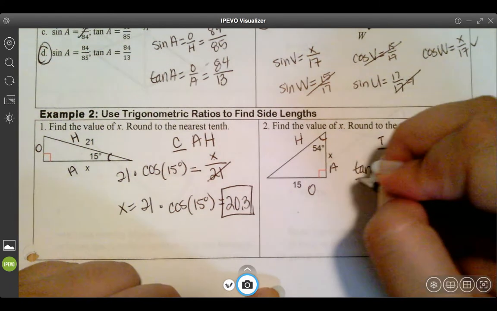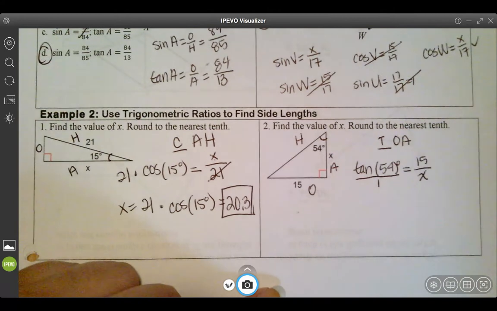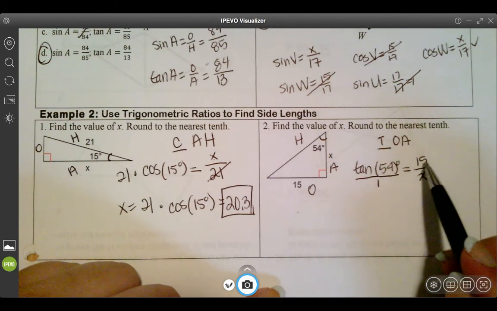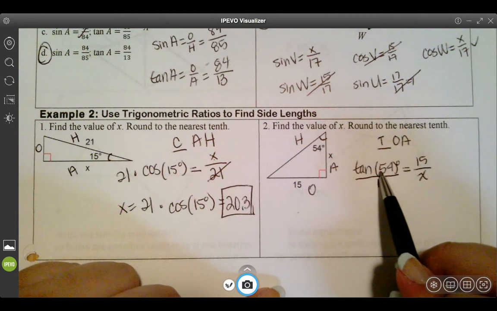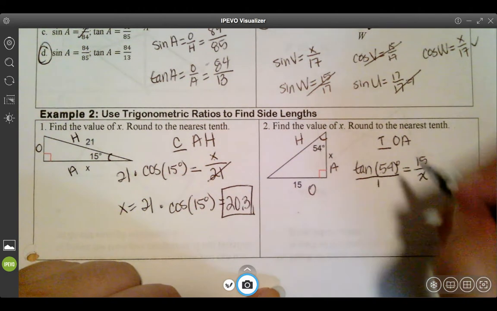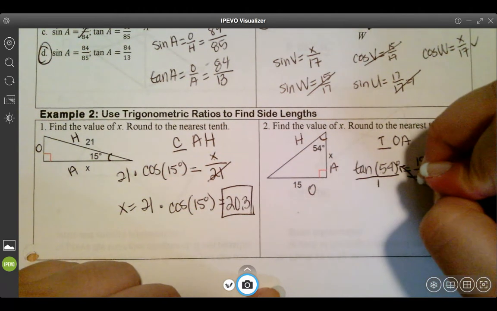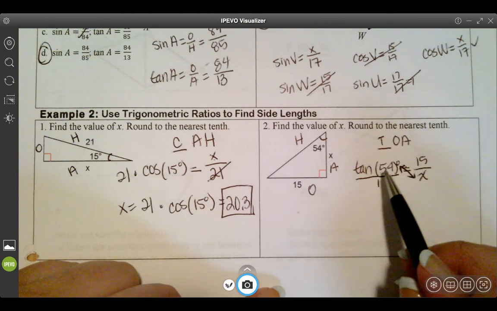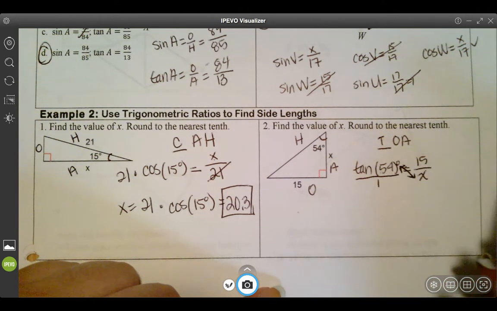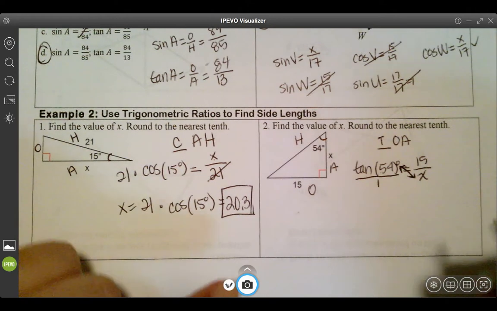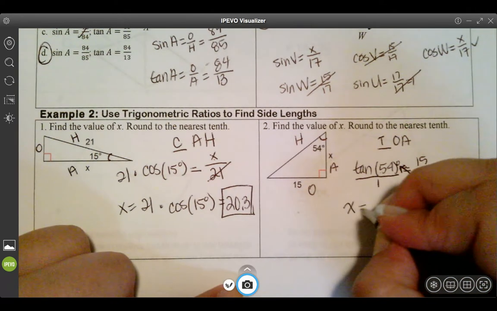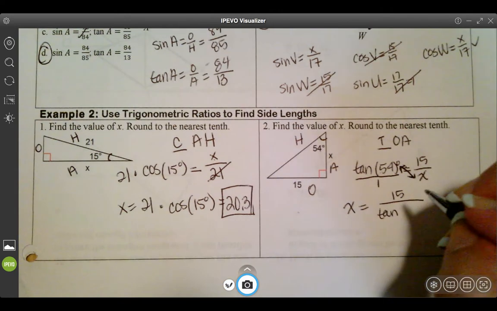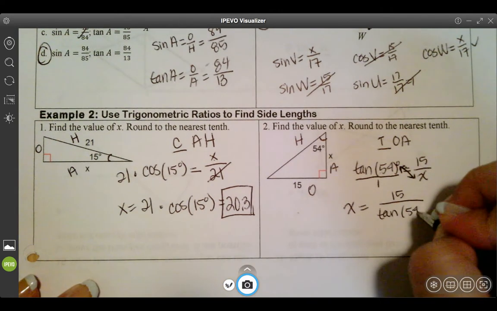Now, one of the nice properties, remember, about proportions is that I can rewrite this as x over 1 equals 15 over tangent of 54 degrees. Essentially what we're doing is switching across, not sideways, but at a diagonal, just like cross multiplication. And so we can write this as x equals 15 divided by tangent of 54 degrees.